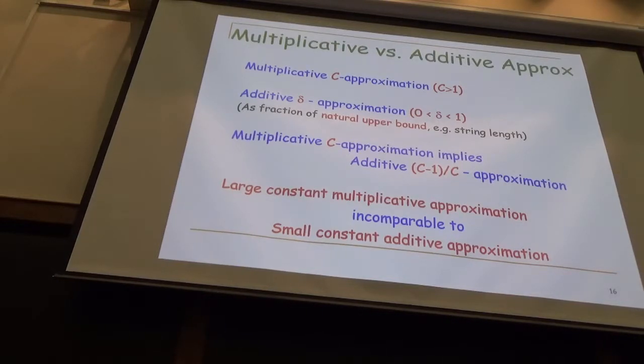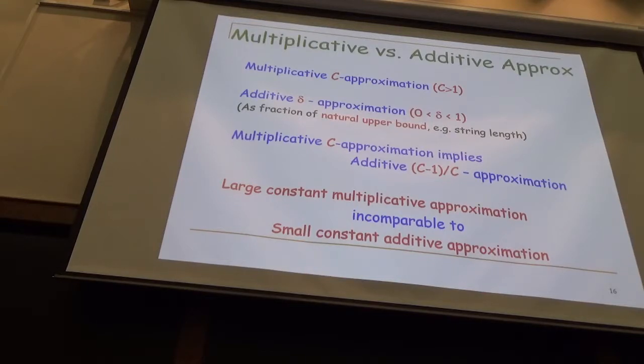And so that would be an additive approximation. Intuitively, multiplicative approximations are stronger than additive. Namely, if you have a multiplicative C approximation, so let's say you had a 1.1 approximation, then you could use that to get an additive approximation, which is like a 0.1 additive approximation. But that only works if your multiplicative approximation has a factor close to 1.